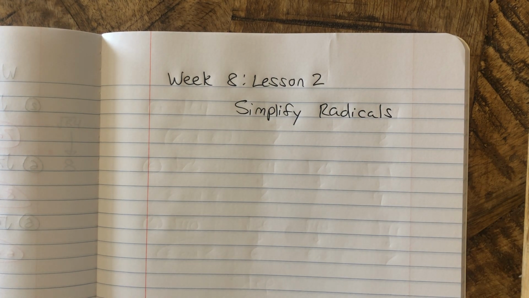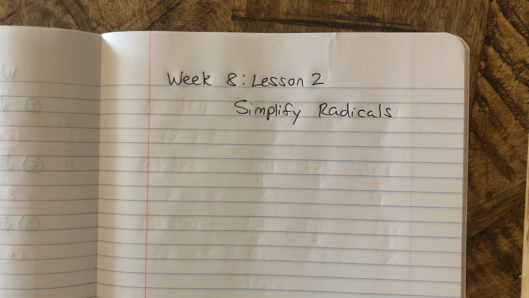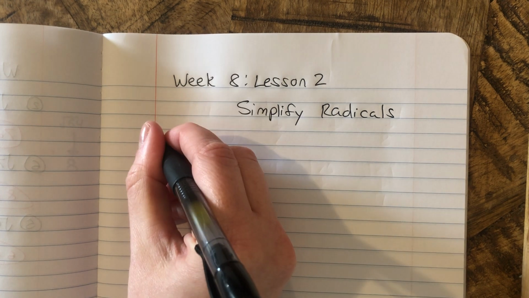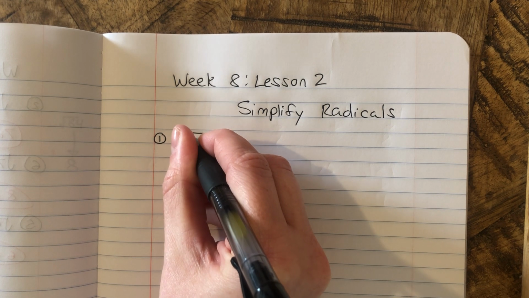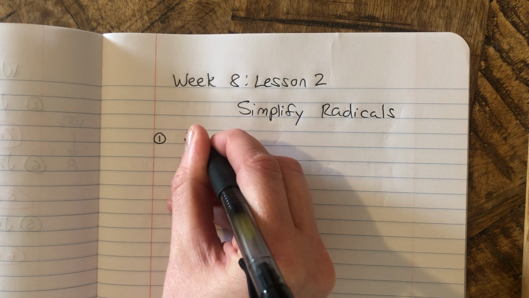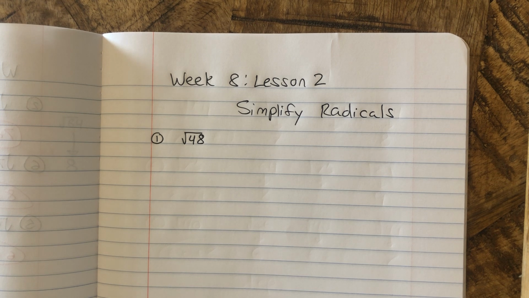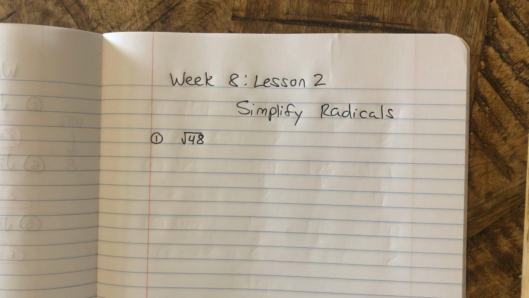I'm going to dive into a couple examples of how we want to simplify this and then work backwards to identify the step-by-step instructions. So if we're looking at your worksheet for Week 8, Lesson 2, problem number 1 says, what is the square root of 48 to simplify it? There are many things that we can do to figure out this answer.